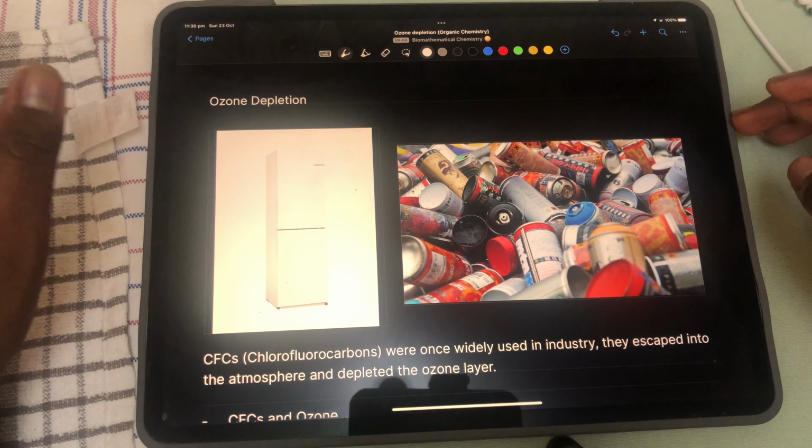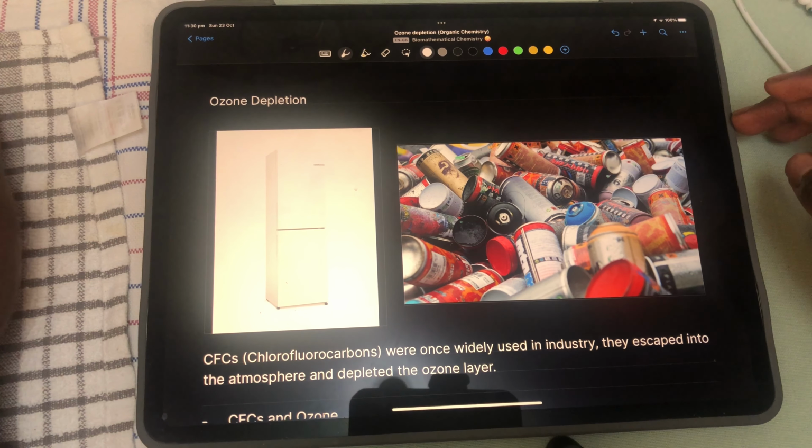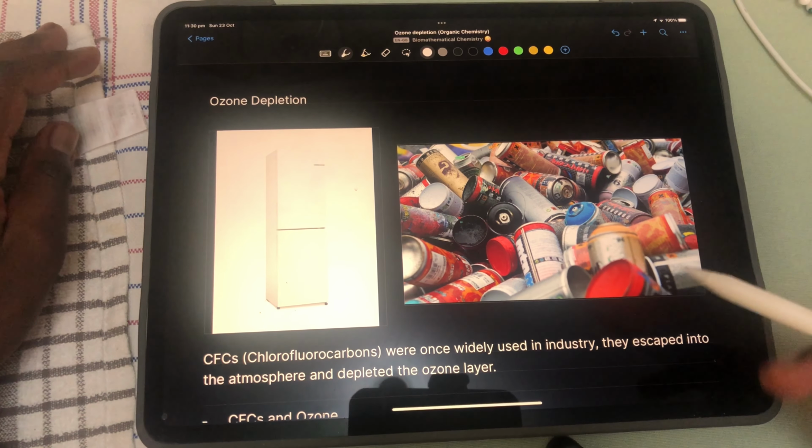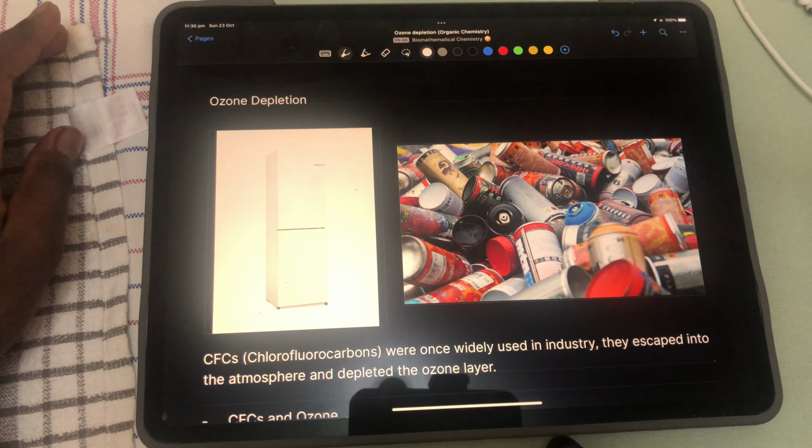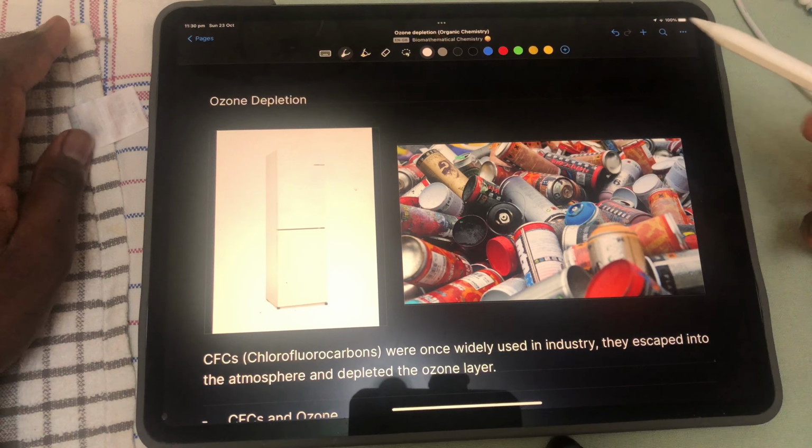Between 1928 and 1978, halogenoalkanes called CFCs, which stands for chlorofluorocarbons, were once widely used in industry. These CFCs often escaped into the atmosphere where they depleted the ozone layer.